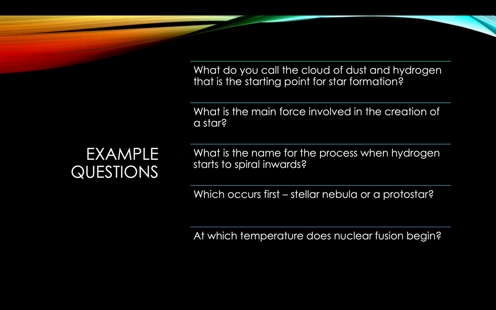Okay, there's a few example questions. You want to pause the video now and have a little go at them. Go on ahead. Okay, I'll go through the answers here just very quickly. First one there, stellar nebula. Second, gravity. The third is gravitational collapse. The fourth, stellar nebula occurs first, and the fifth, 15 million degrees.